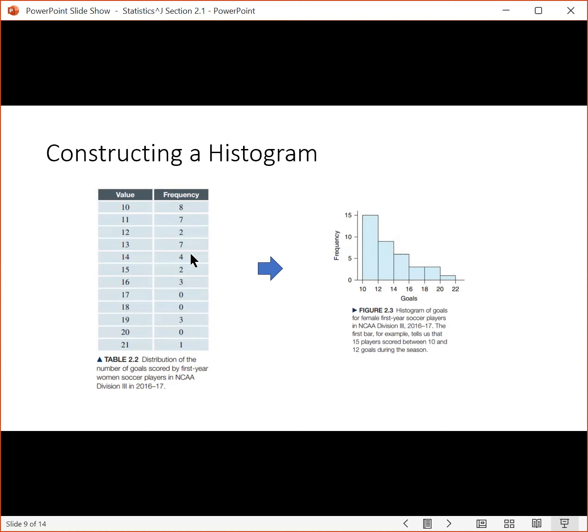Okay, and then from 14 to 16, that's going to include observations at 14, again, to the right, and then 15, but not 16. 16 would go into the next bin. So we've got 4 and 2, that gives us 6. So we want to draw a bar that has height 6, and so on. That's how you construct a histogram.